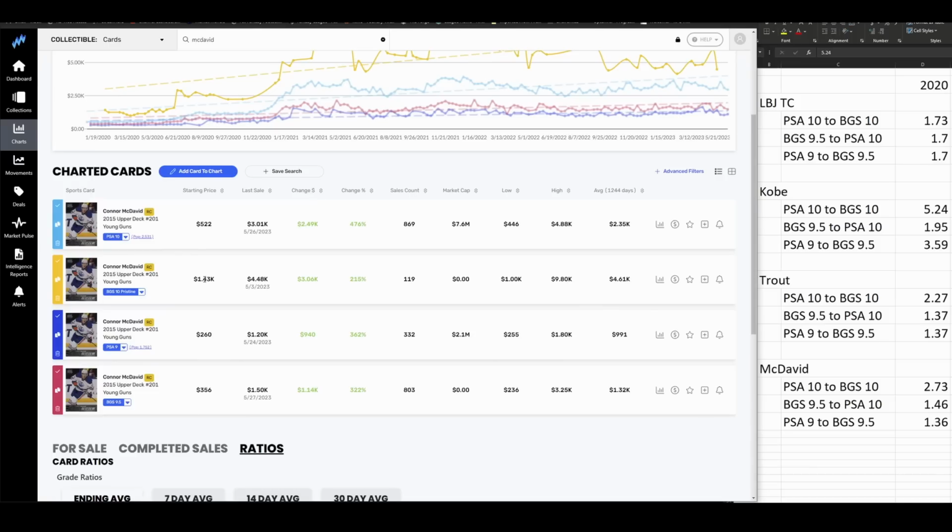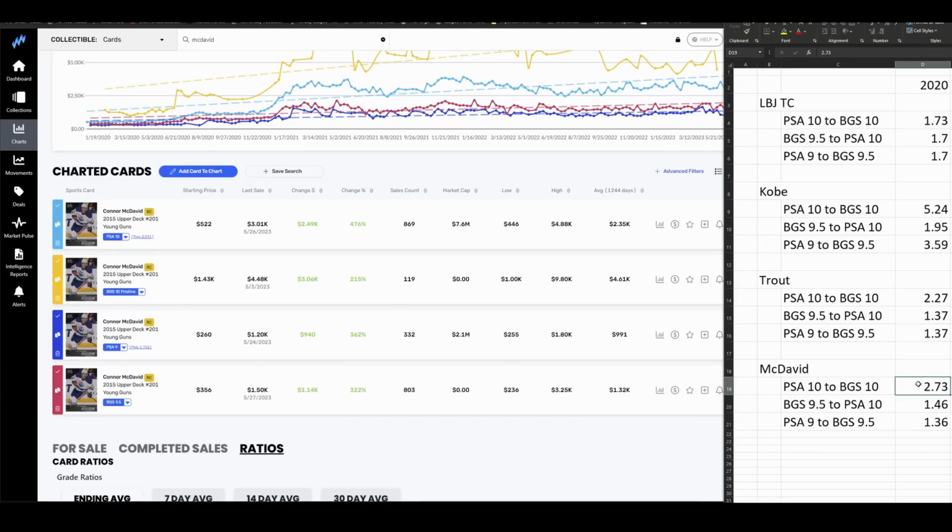BGS 10 Pristines went for 1.4K. PSA 10s went for $520. That is a 2.73X modifier. The PSA 10 went for, like I said, 520. The BGS 9.5 went for 350. That's a 1.46. And then a PSA 9 to a BGS 9.5 was 1.36.